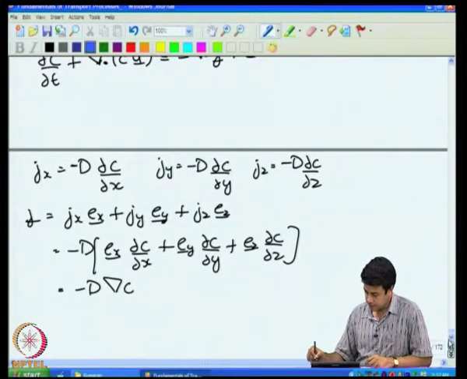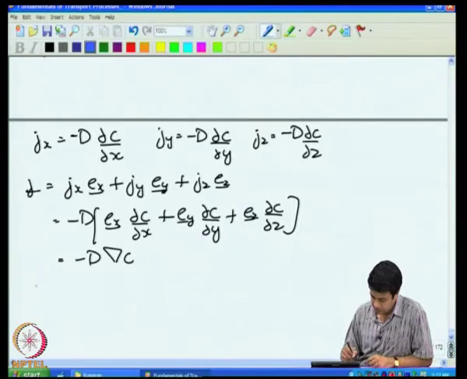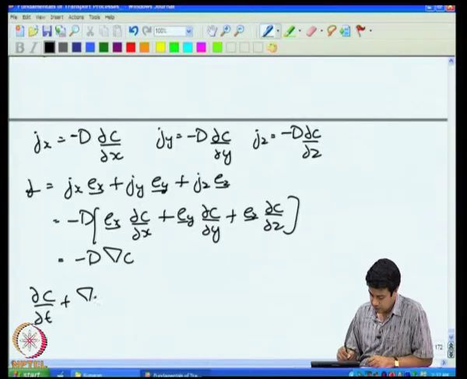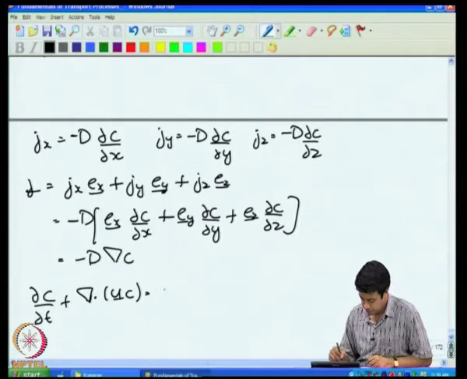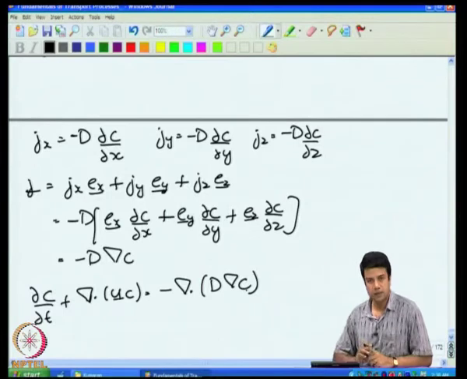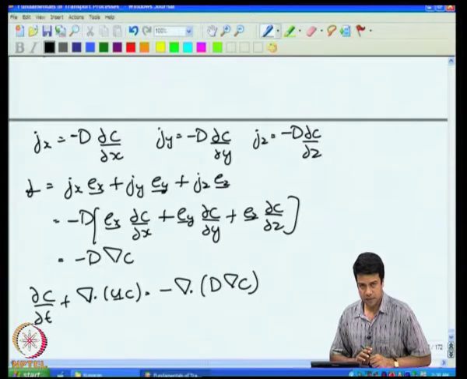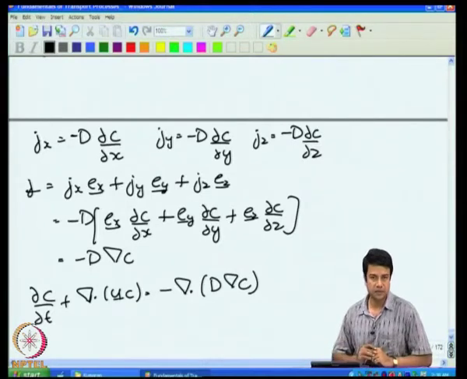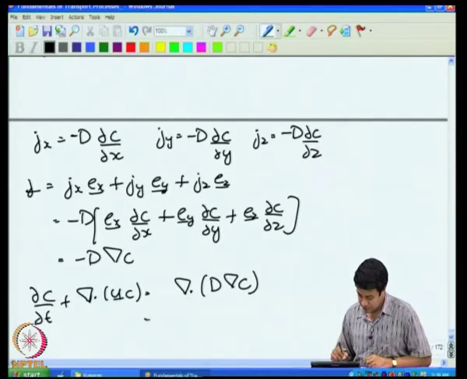Therefore, if we put this into the mass conservation equation, we get dc by dt plus del dot uc is equal to minus del dot D grad c. And if the diffusion coefficient is independent of position, I can take that out of the differentiation, because the gradient consists of derivatives due to x, y and z. Okay. So, if I take that out, I will get minus D del square c.